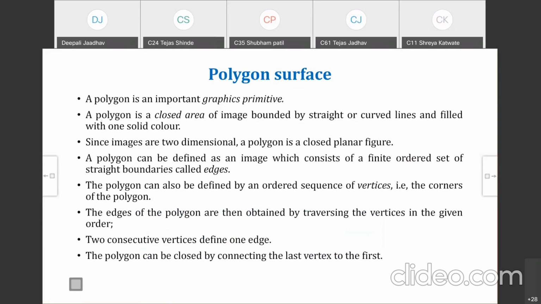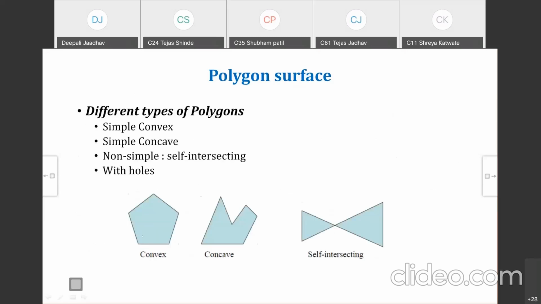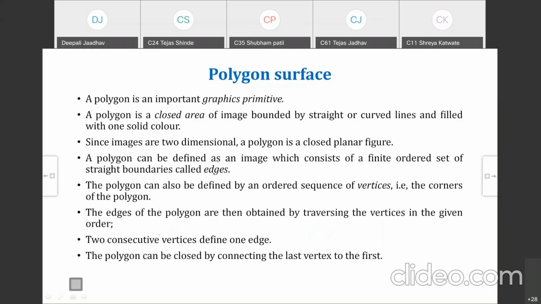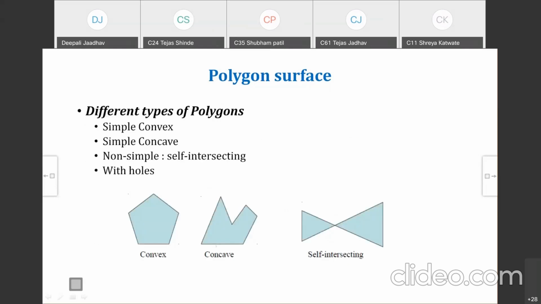A polygon is a closed area of an image bounded by straight or curved lines and filled with one solid color. So here you can see it is a polygon. How many edges are there? 5 edges are there, and it is filled with some solid color. Since images are two-dimensional, a polygon is a closed planar figure. We can say it is a planar figure.